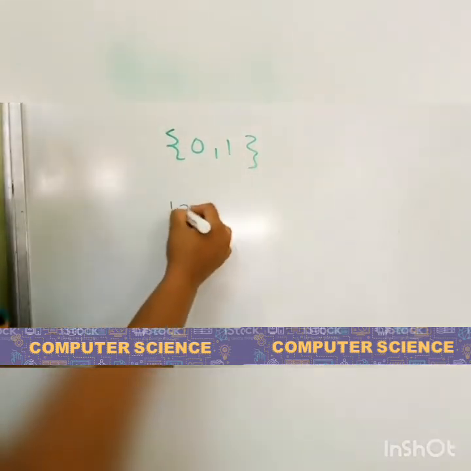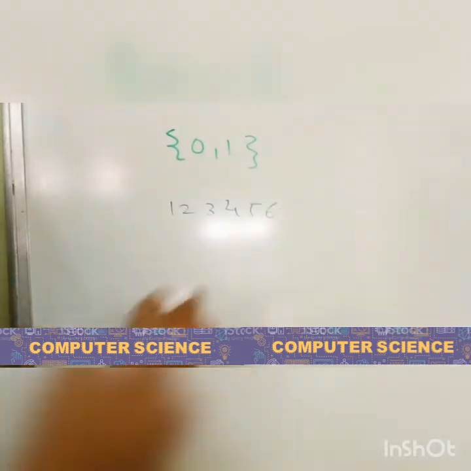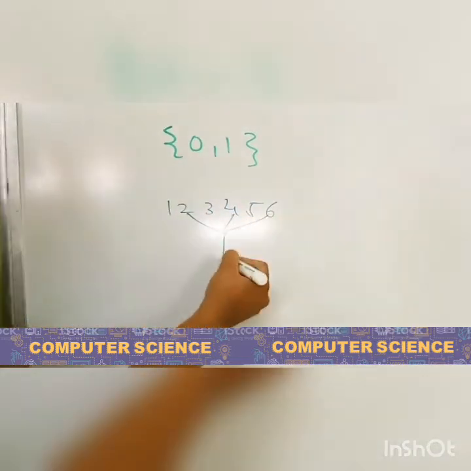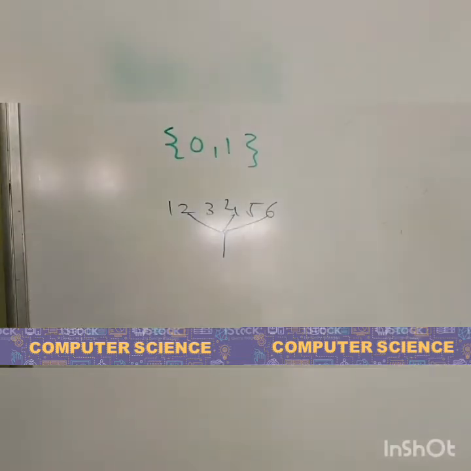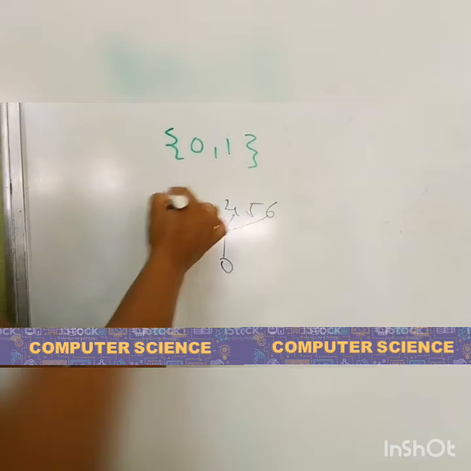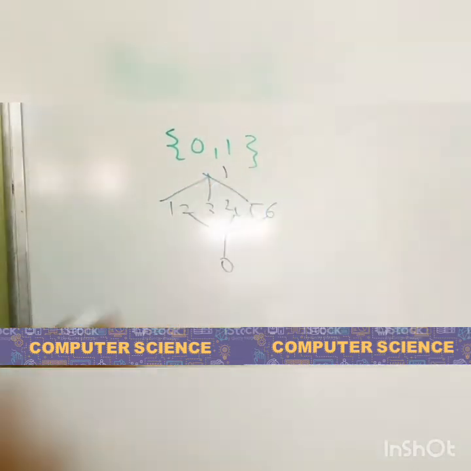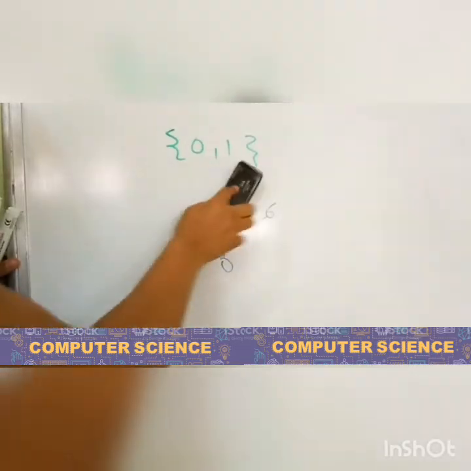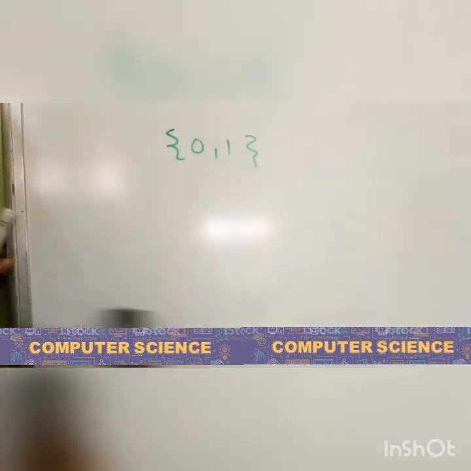Suppose there are 1, 2, 3, 4, 5, 6 digits or symbols in your string. Then according to our even-odd logic, the even positions are 2, 4 and 6. At these positions there will always be 0, and at the odd positions there will be 1 in the given string. So we will try to design such a machine.